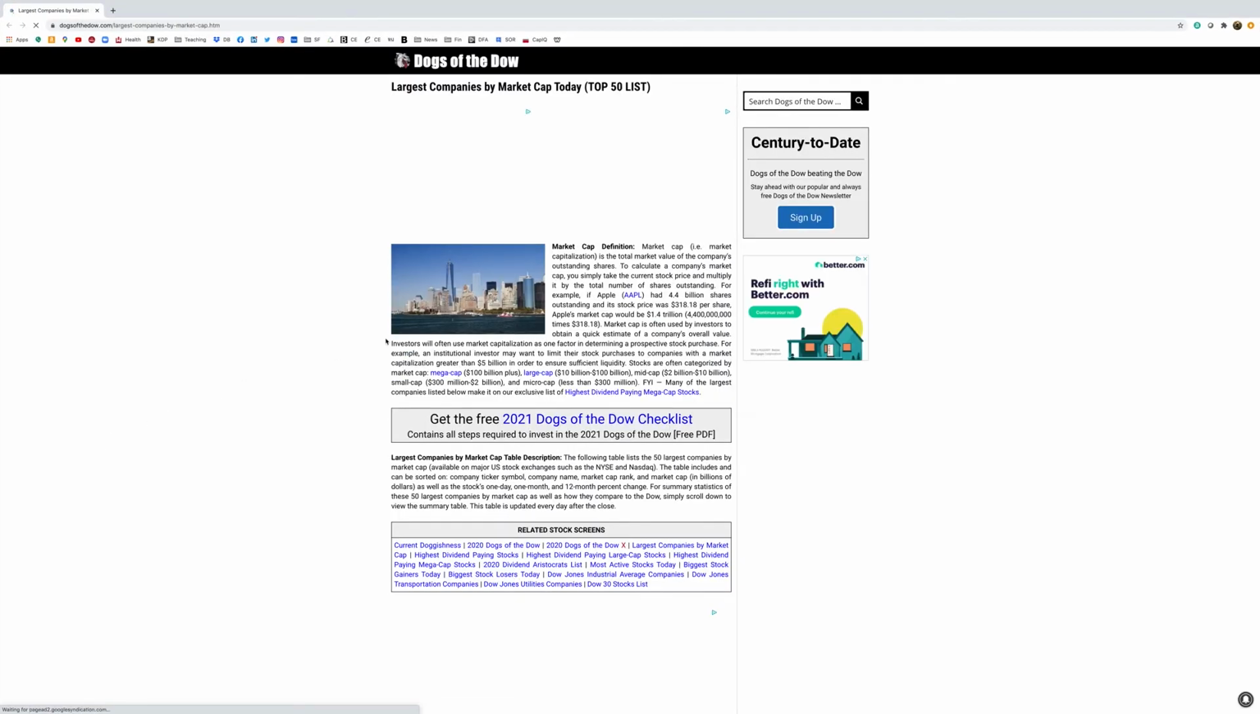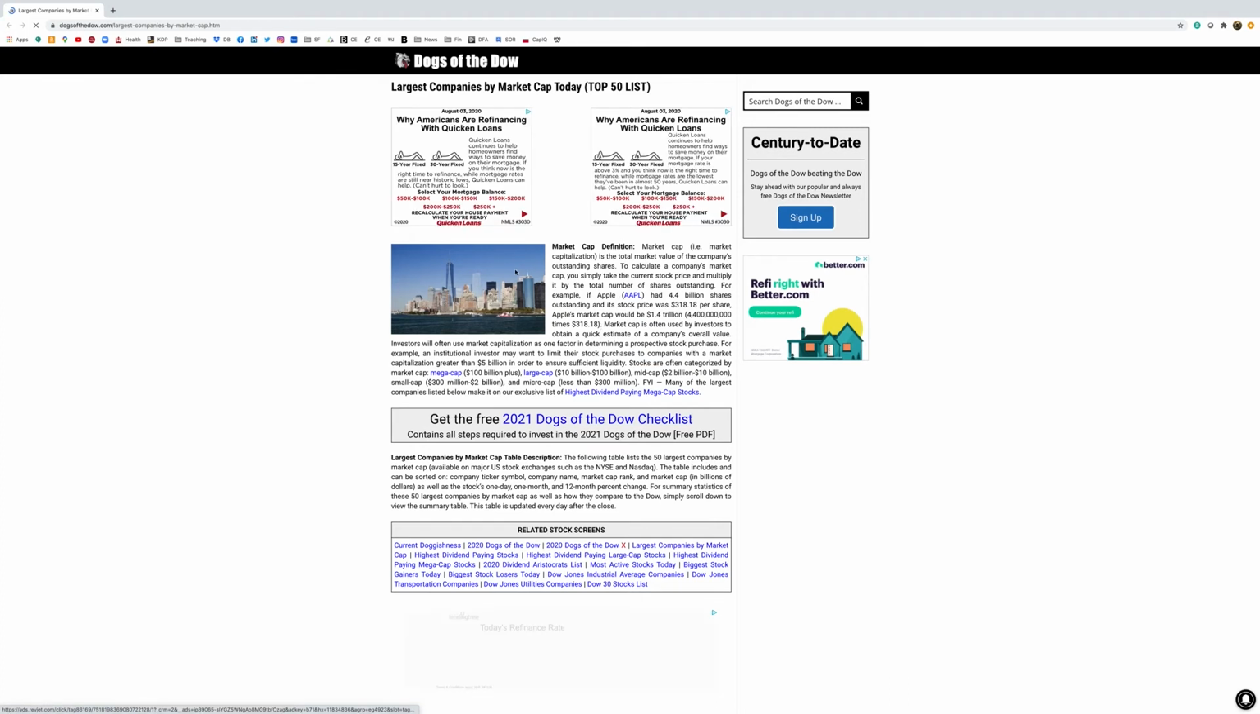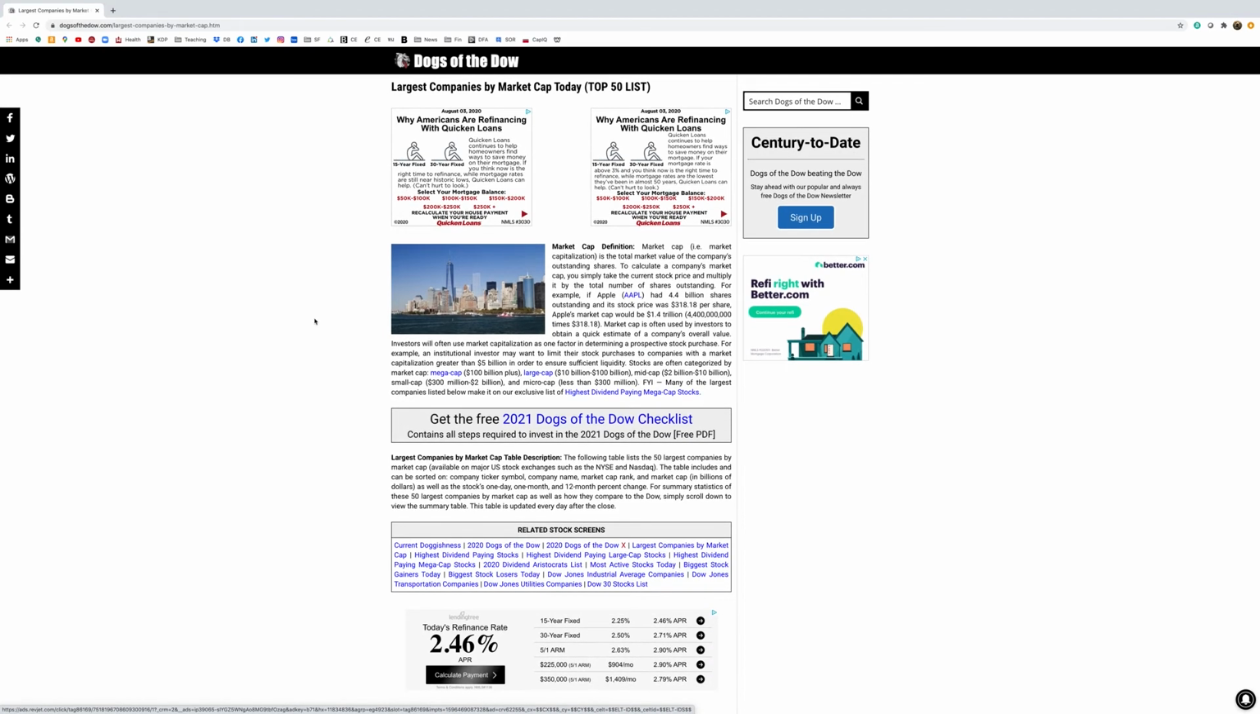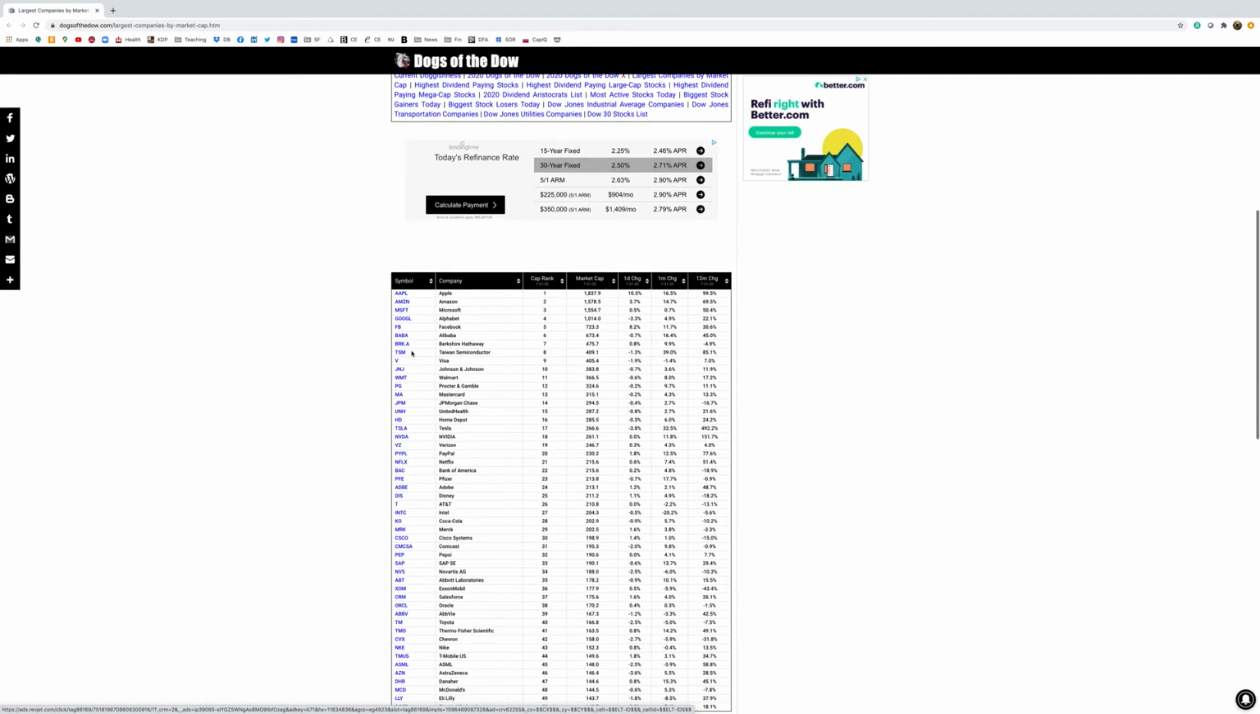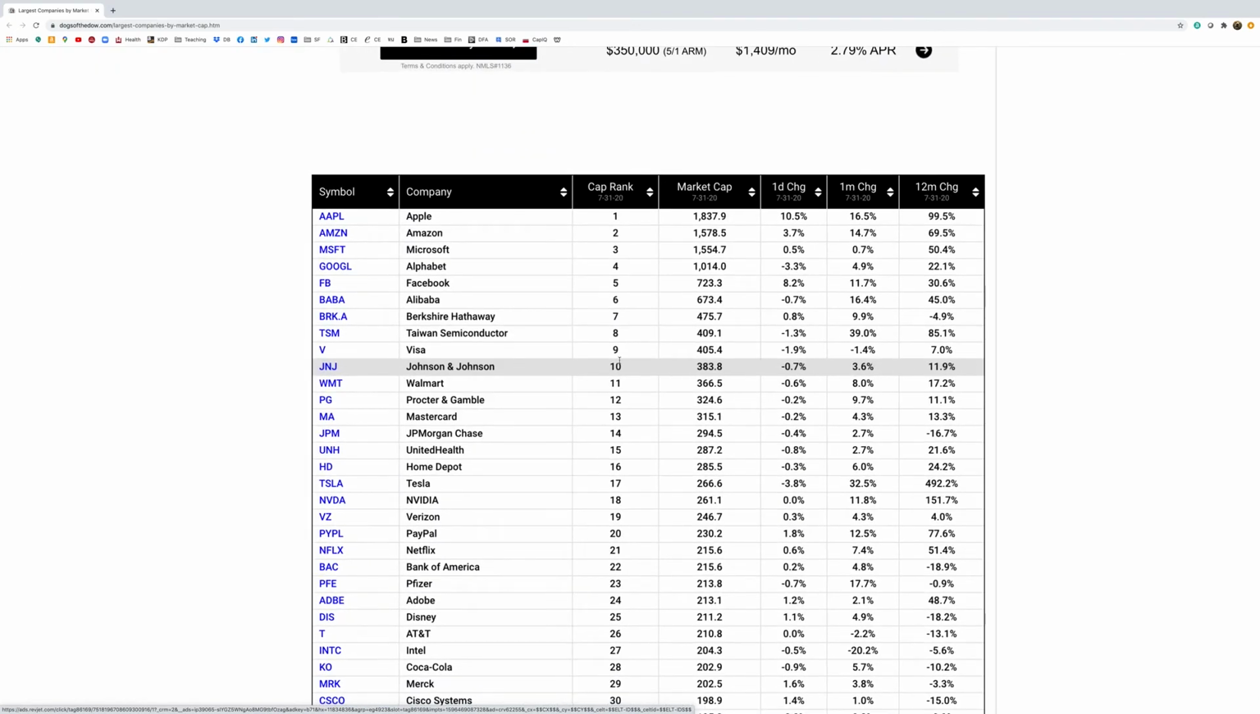And we get a definition here. And where do we go? Here they go. There we go. And we see that the market cap has actually increased for Apple. All right. $1.8 trillion. Amazon, Microsoft, Alphabet, Facebook still there. Alibaba, which is kind of the Chinese Google, so to speak, I believe, is there. Berkshire Hathaway, Taiwan Semiconductor, Visa, Johnson and Johnson, and the like.